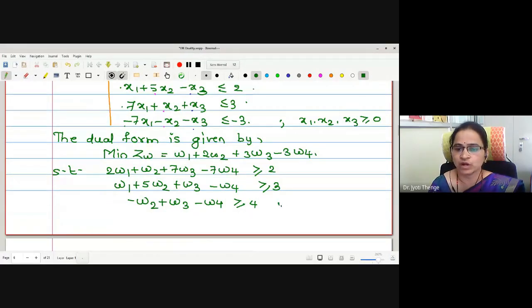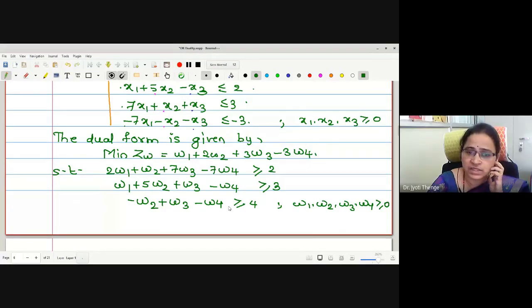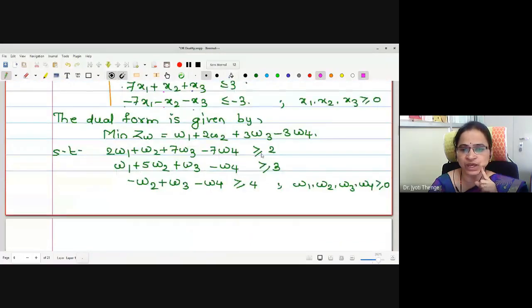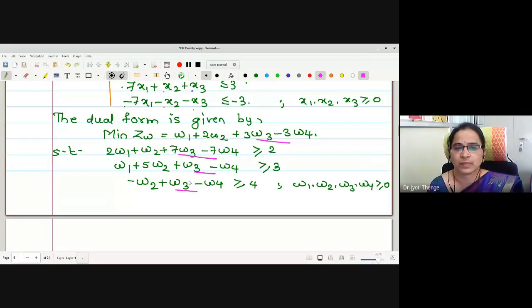And W1, W2, W3, W4 are greater than or equal to 0. This is the dual. Suppose someone wants to make it more simplified, then what one can do is look at these pairs. If I take 3 common here, this is W3 minus W4. If I take 7 common here, W3 minus W4. Therefore, we can replace W3 minus W4 with a new variable.